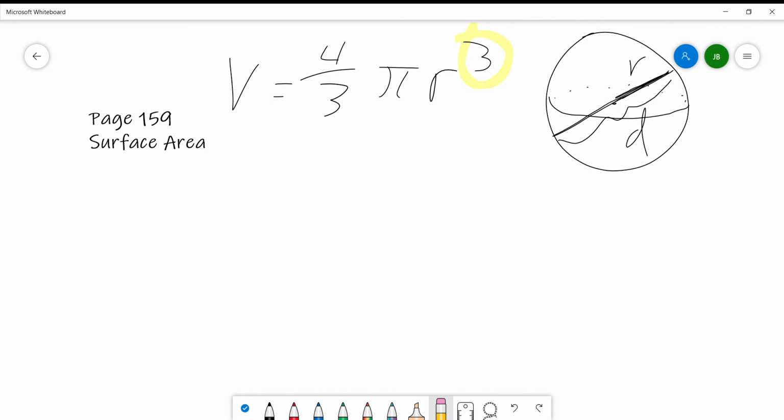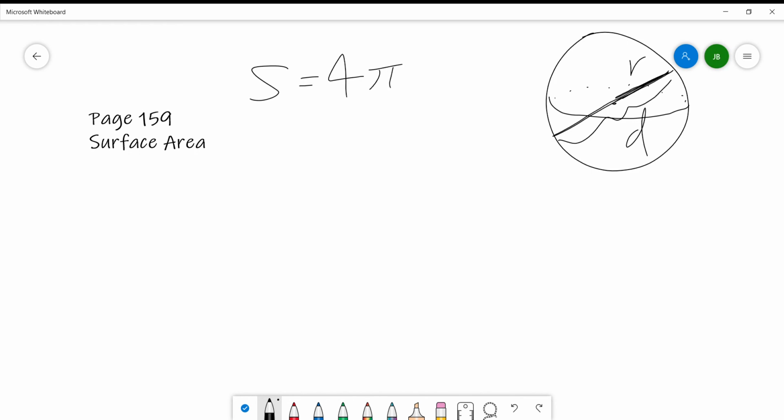So the formula is the surface area. I don't know why they gave it S. I would have done A personally, but they didn't ask me. 4 times pi times r squared. Why is it squared, guys? Because we're dealing in 2 dimensions now. I said that the surface area is a 2-dimensional do-jobby. So we're going to have square centimeters, square miles. That's a gigantic sphere if we're talking about square miles. Maybe the whole moon or something.